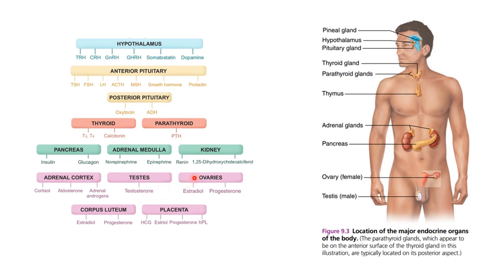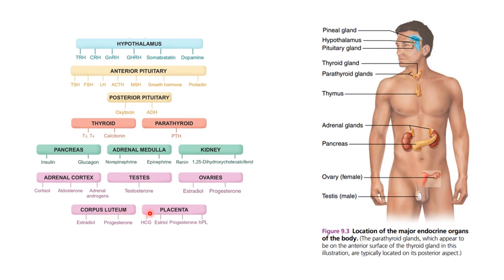The ovaries, which are found in females, produce the hormones estradiol or estrogen and progesterone. The corpus luteum, which is a derivative of the ovarian follicle after ovulation, produces estrogen or estradiol and progesterone. So, in the ovaries, where there are follicles that contain the egg cell, if the follicle ovulates the egg cell, what will be left would be the corpus luteum, and that is an endocrine gland.